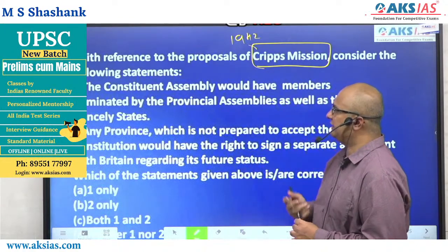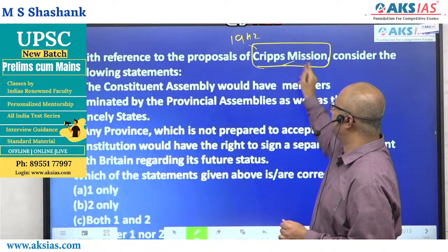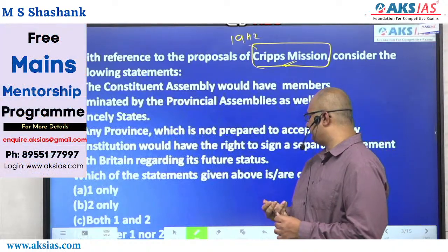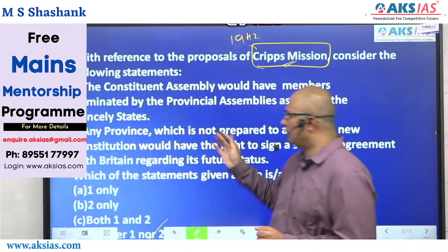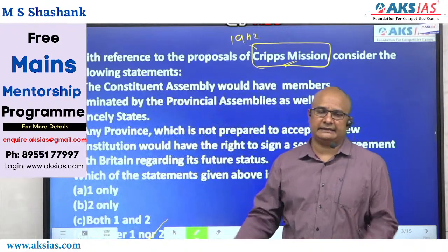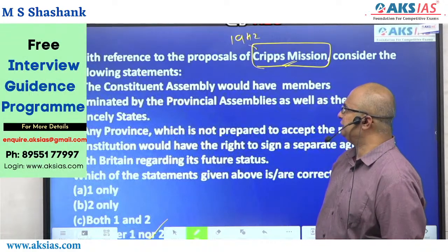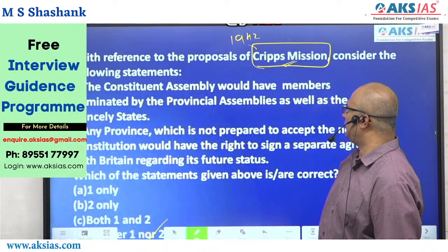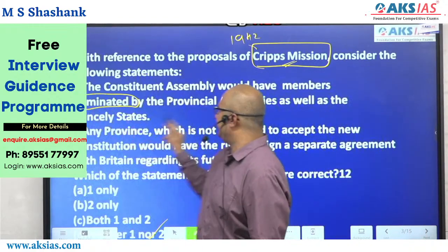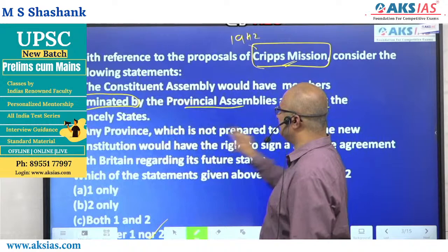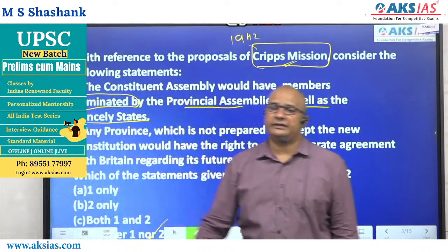So here they have given you two statements on Cripps Mission and are asking you to select which of the above is or are correct. The answer is neither. Both the sentences are wrong. Why? Let us see that. The first sentence says the Constituent Assembly would have members nominated by the provincial assemblies as well as princely states. That's the wrong statement.